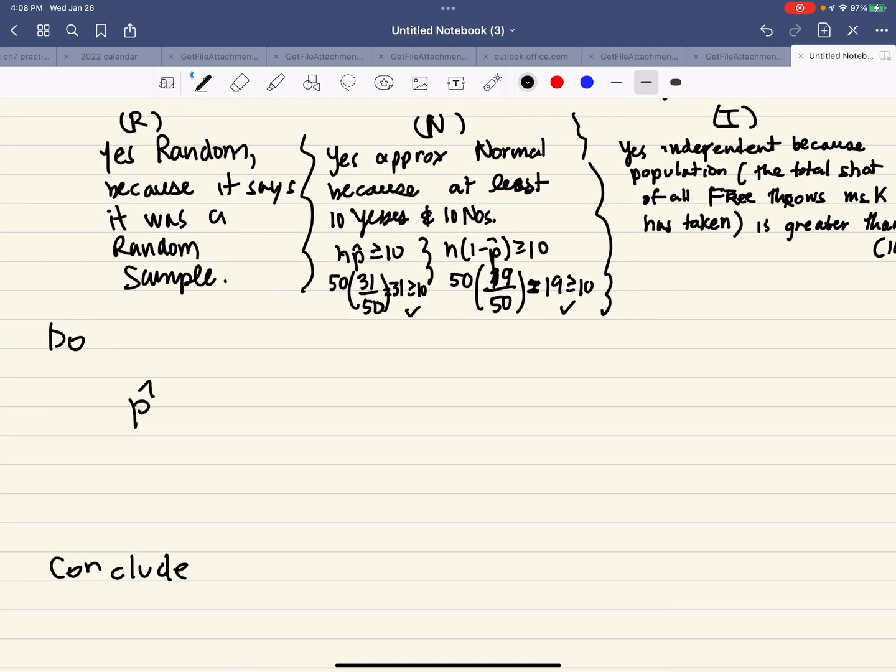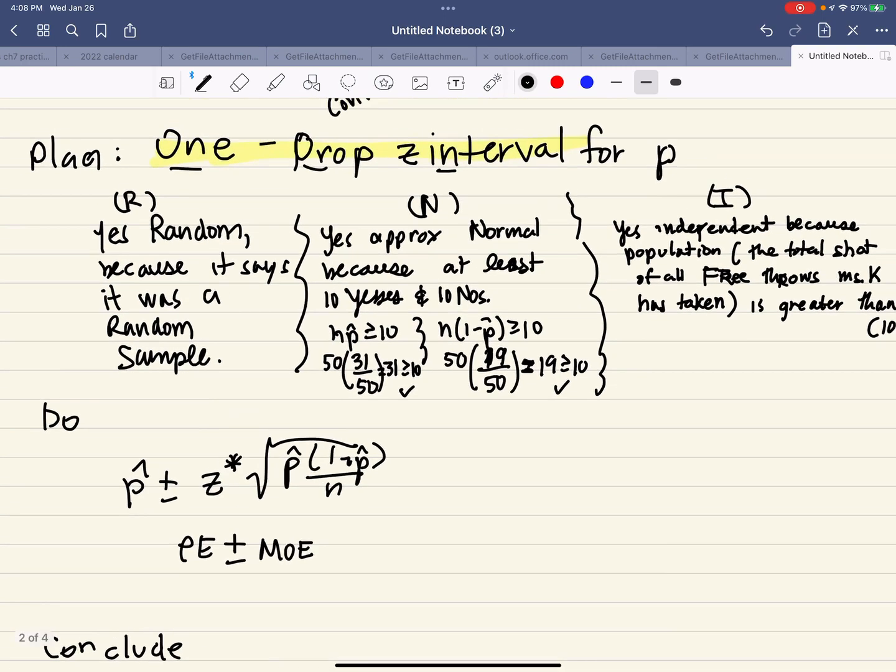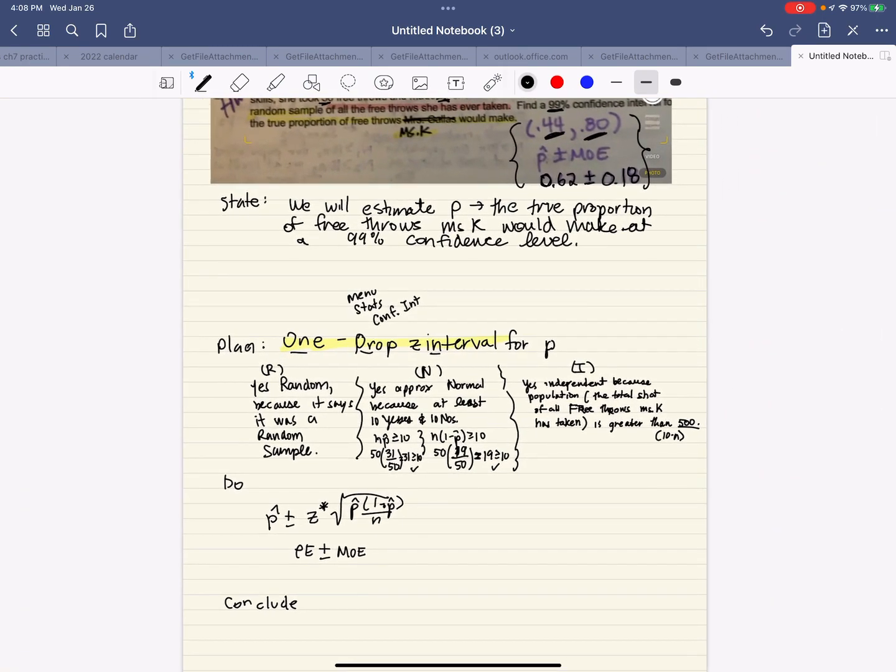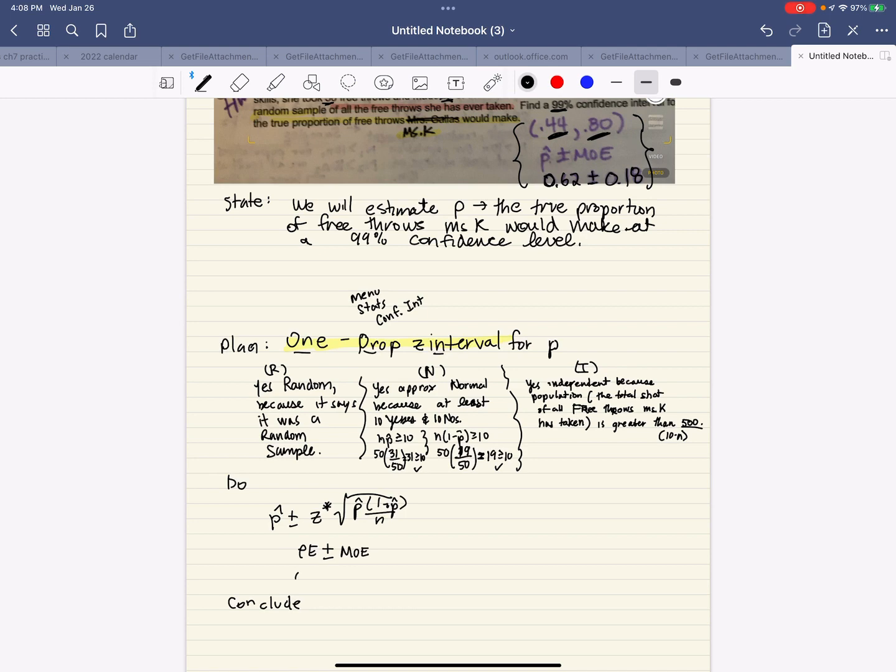This is the formula. We will have a formula sheet, so we won't have to memorize this, but we'll have to know when and where to put what. This is our point estimate plus or minus our margin of error. We already had a calculator generate that for us. So we end up getting 0.62 plus or minus 0.18, which gives us the interval 0.44, comma 0.80.